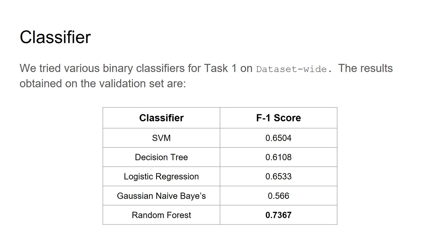So we tried various binary classifiers for task 1 on the dataset wide. And as is clearly observable, random forest significantly outperforms all of the other classifiers, which is why we just went with random forest to create other classifiers as well. A thing to note at this point is that none of these classifiers were grid searched. They all just use the default parameters that sklearn provides.